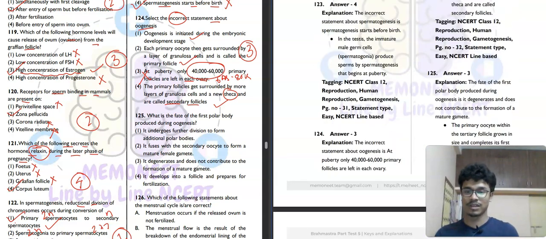Now moving towards the next question. What is the fate of the first polar body produced during oogenesis? It undergoes further division to form additional polar bodies? No. It fuses with secondary oocyte to form a mature female gamete? No. It degenerates and does not contribute to the formation of a mature gamete. Absolutely correct. The polar body degenerates. So the first polar body, the third option will be our correct answer. Then it develops into a follicle and prepares for fertilization. It is also not correct.